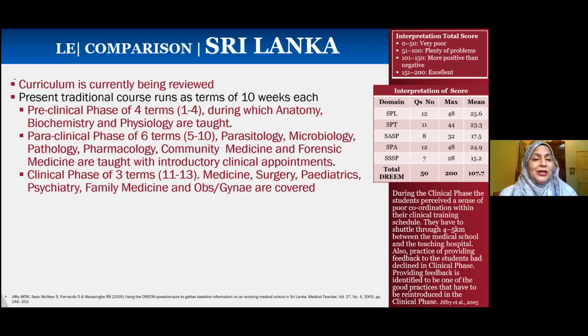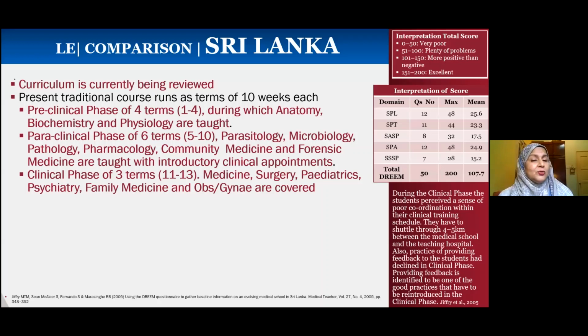The preclinical phase of 4 terms is 10-week chunks. So there are 40 weeks, during which anatomy, biochemistry, and physiology are taught. 40 weeks means almost a year is in these 3, more traditional. The paraclinical phase of 6 terms, 5, 6, 7, 8, 9, 10, covers parasitology, microbiology, pathology, pharmacology, community medicine, and forensic medicine, with introductory clinical appointments.